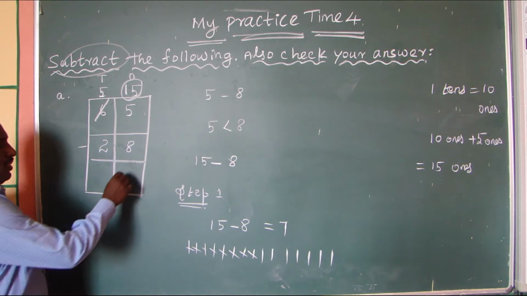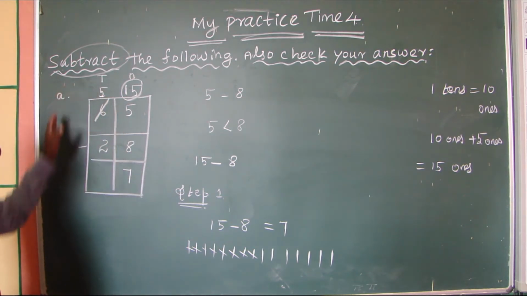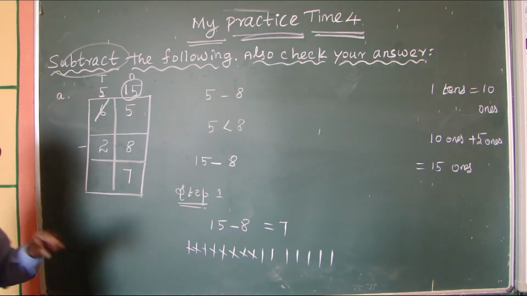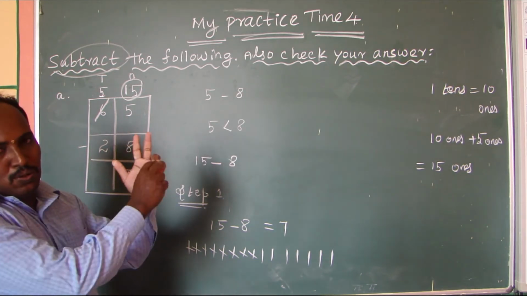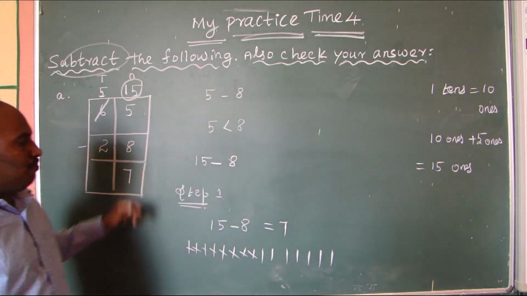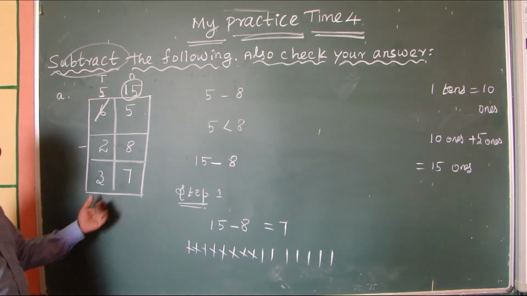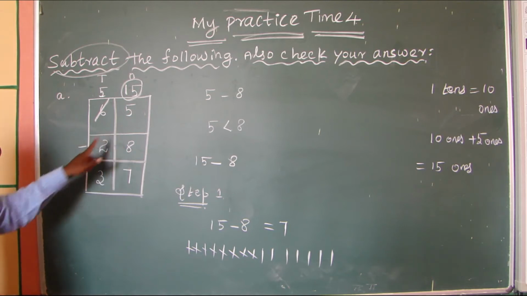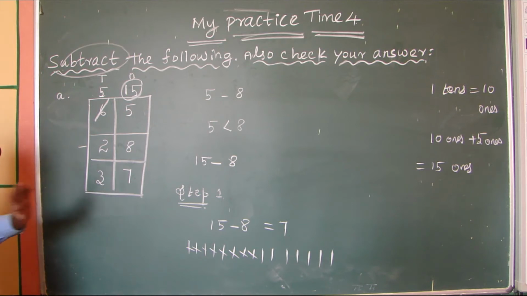15 minus 8 is equal to 7. 7 right in ones place. Next we go to the tens place. Here tens place 5 minus 2. 5 minus 2, 1, 2. Balance 3. 5 minus 2 is equal to 3. So our answer is 37. 65 minus 28 is equal to 37.